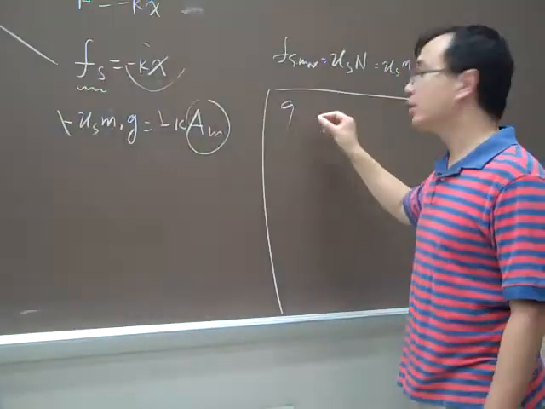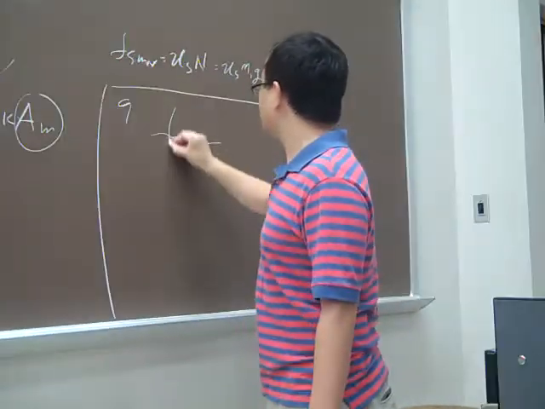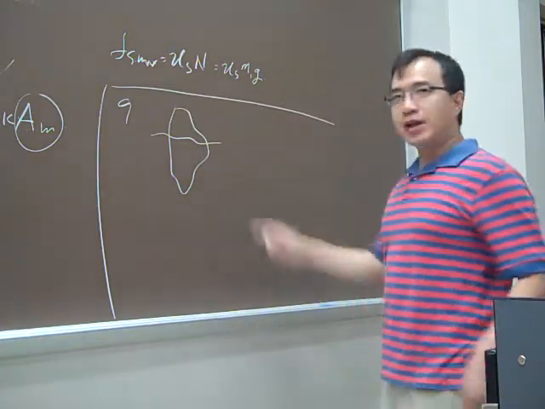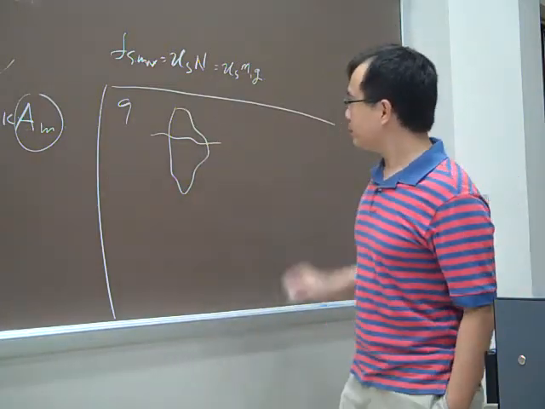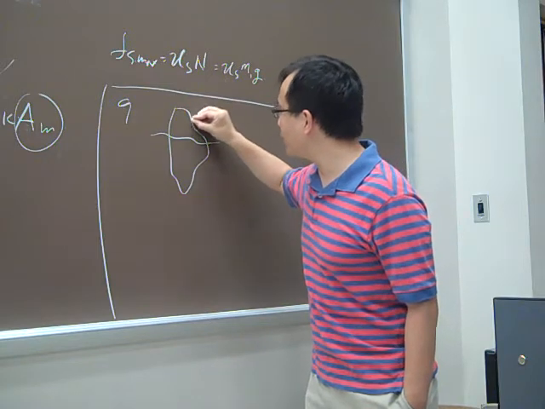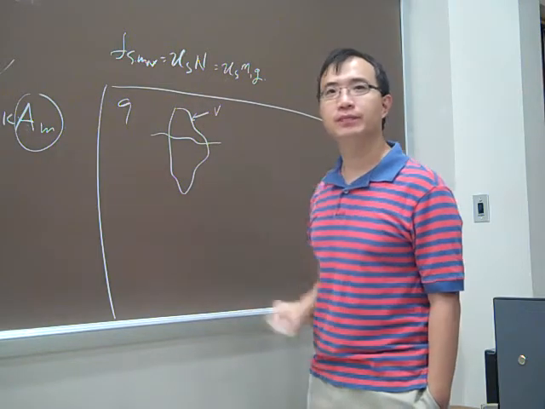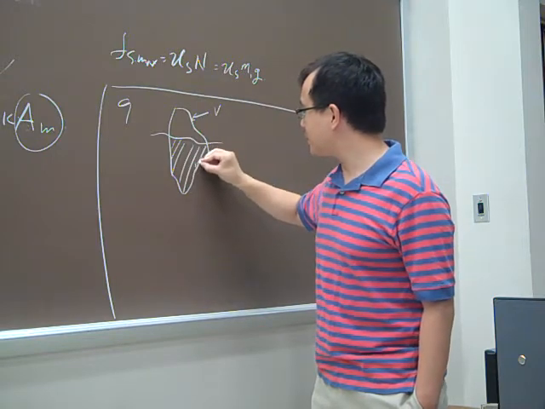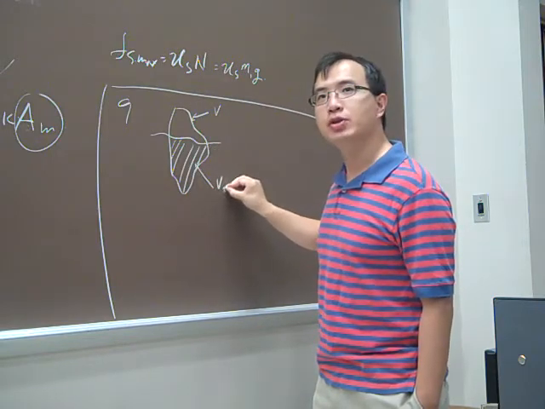Number 9, right? So, iceberg. If an iceberg is floating on the river, let's say the total volume of the iceberg is V, and the submerged volume, let's say it's V submerged.